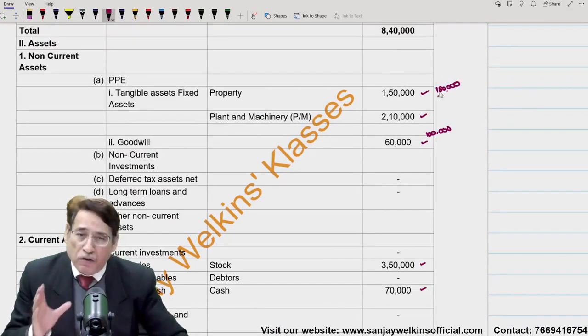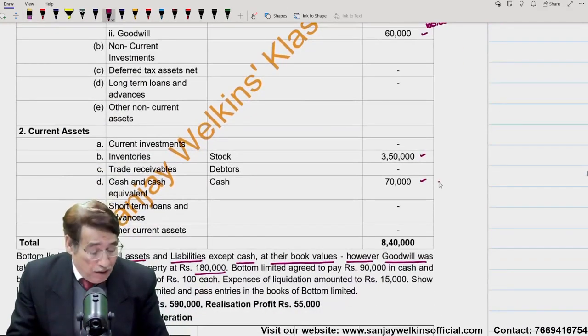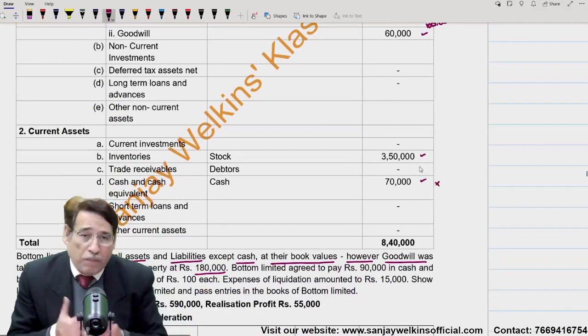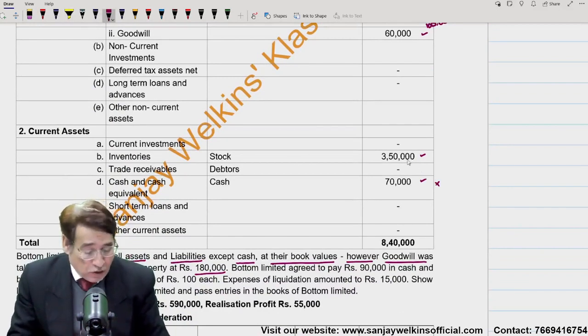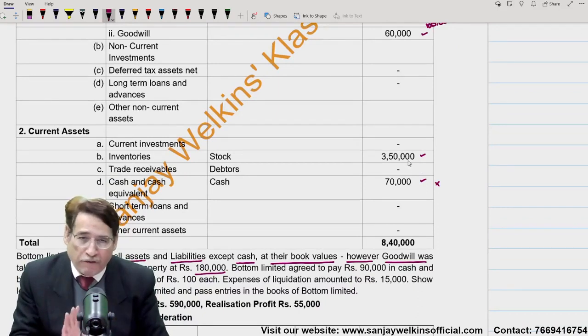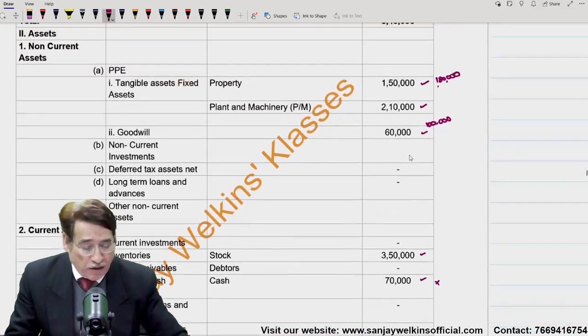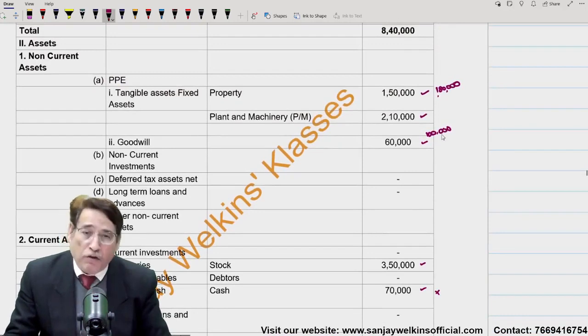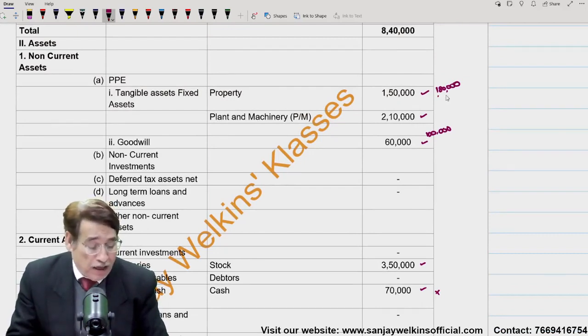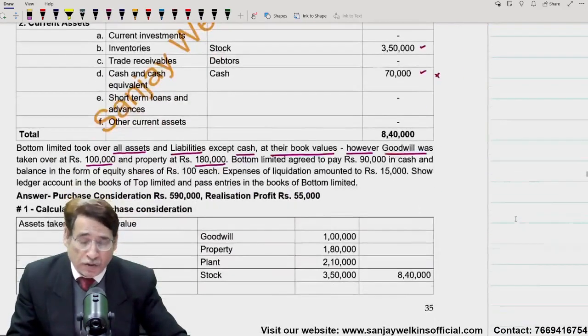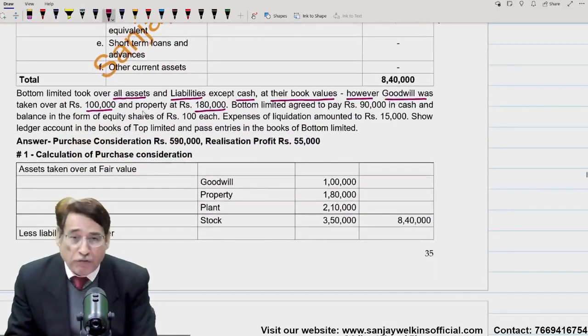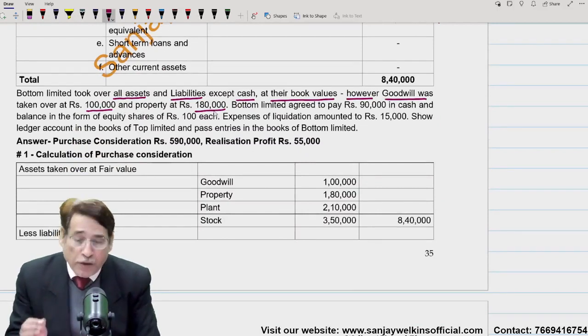The purchasing company has taken over all the assets except cash. All the assets have been taken over, but we can say that stock has been taken over at book value of 3,50,000 because nothing is given below regarding stock. However, goodwill has been taken over at 1 lakh. Property, plant and equipment have been taken over at 2,10,000. Likewise, property has been taken over at 1,80,000, because the information below says that goodwill has been taken over at 1 lakh and property at 1,80,000.